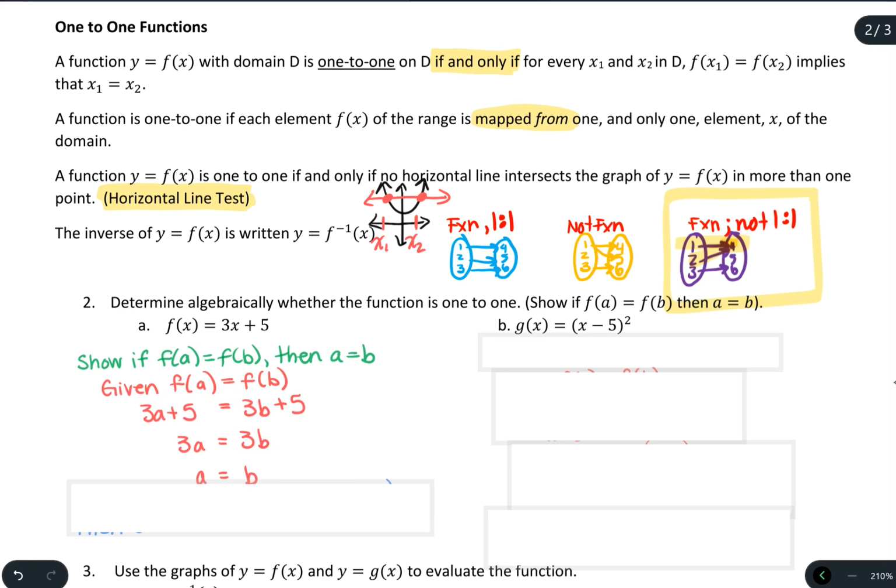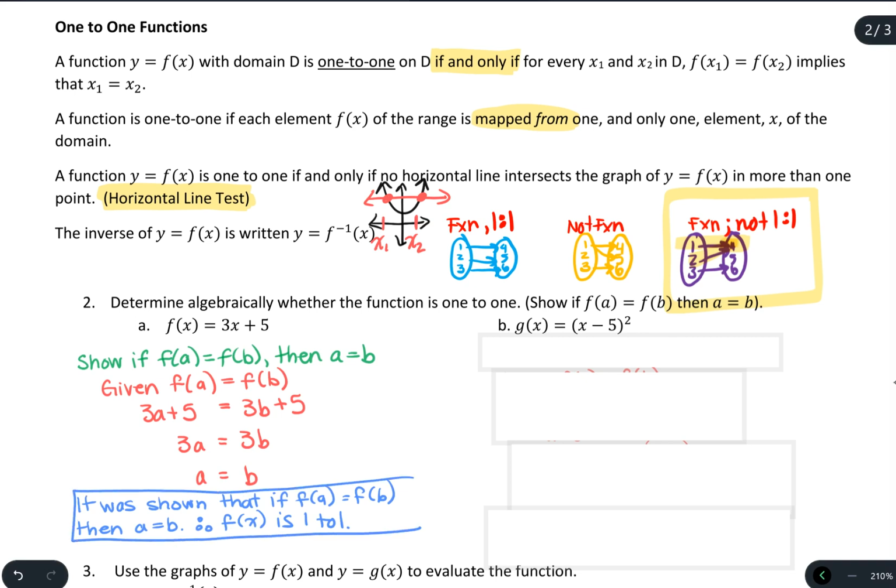So I plug into the f function, and I can see here that when I plug into f, I get 3a plus 5 is then equal to 3b plus 5. I simplify that, and I subtract 5 on both sides. I get 3a equals 3b, so that means a equals b. So I prove that this was in fact true. So that means this function is one-to-one. But again, I'm not just going to end there. I'm going to interpret what I did. So interpreting what I did, it was shown that if f of a equals f of b, then a equals b. Therefore, f of x is one-to-one.